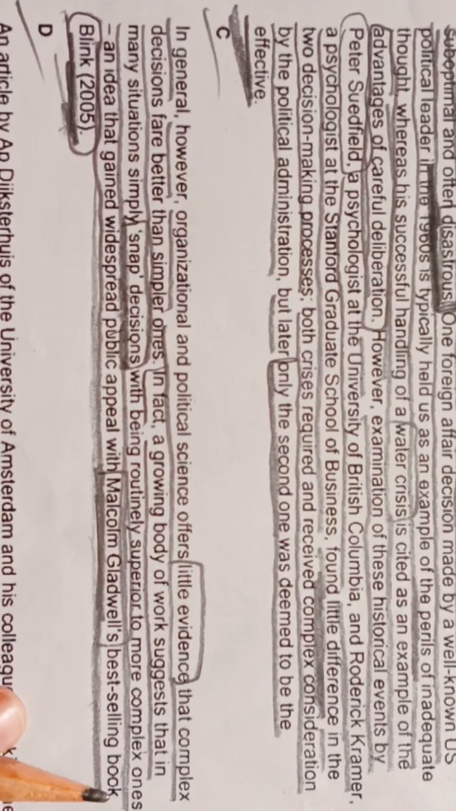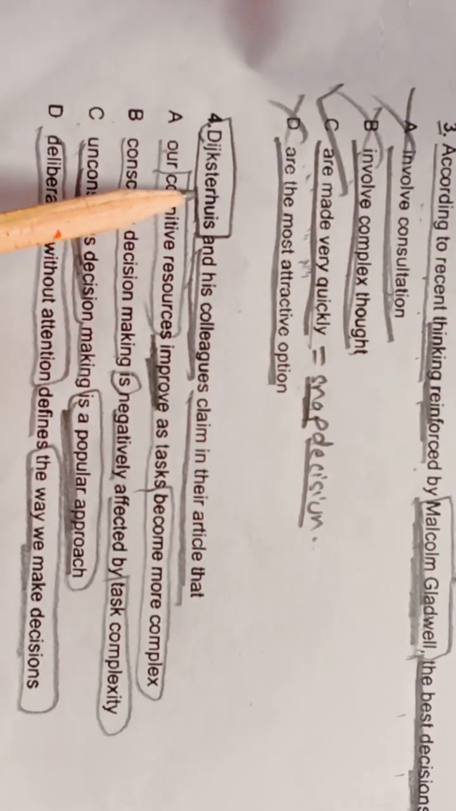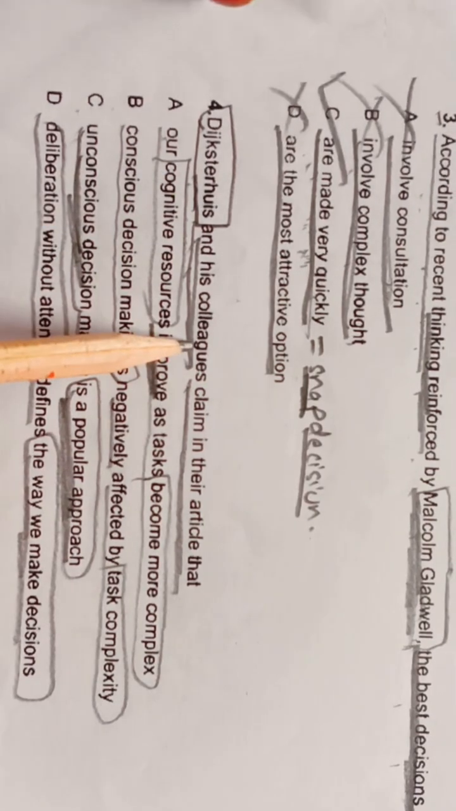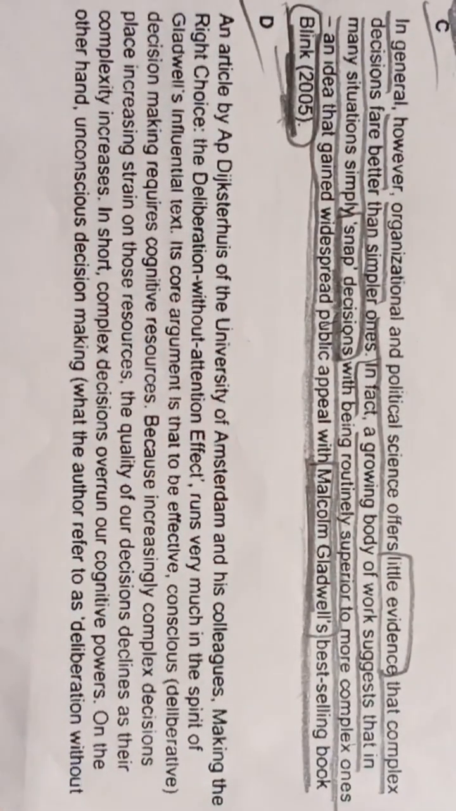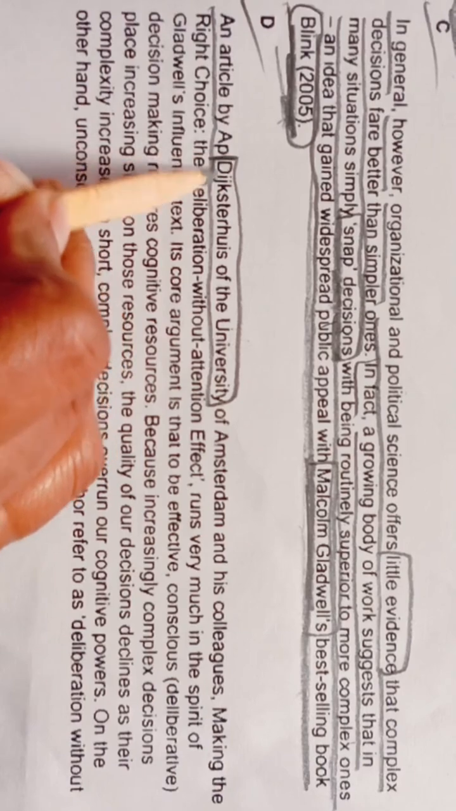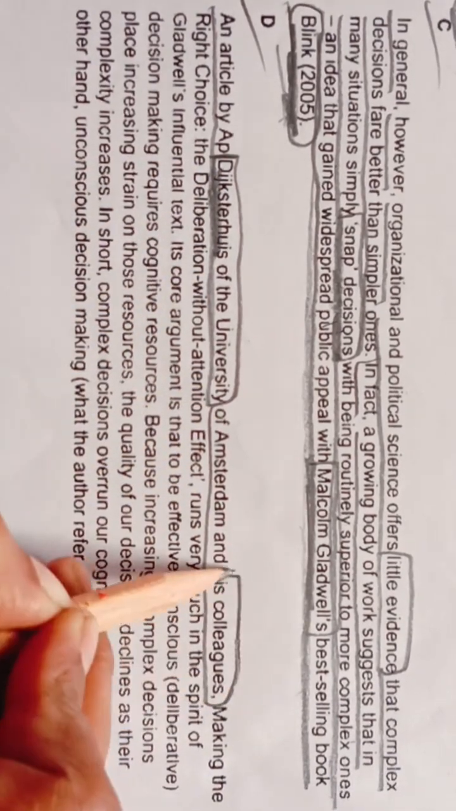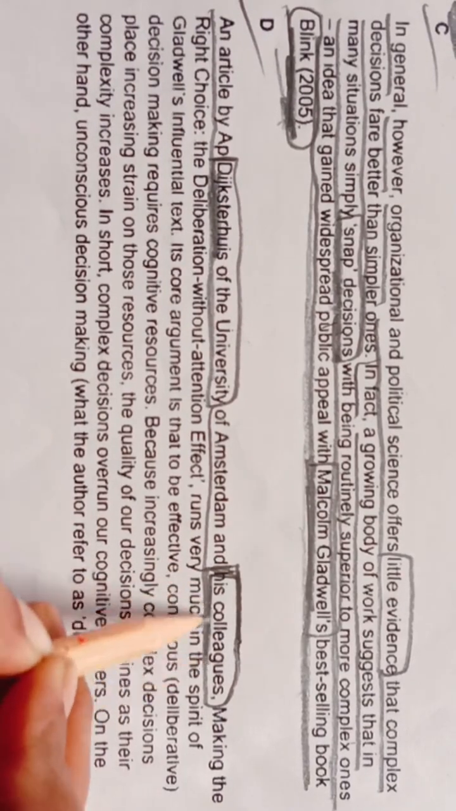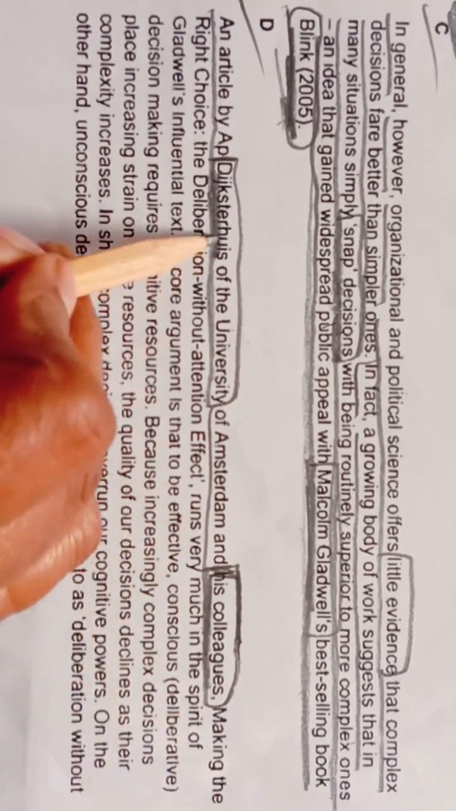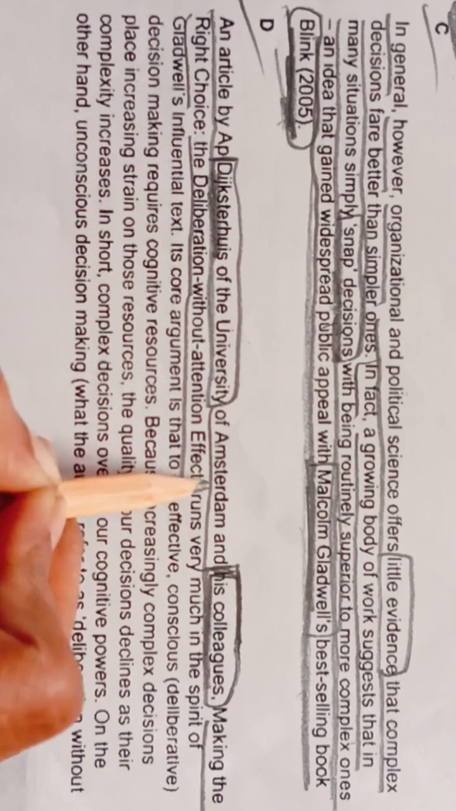So let's see whether we are getting our another keyword or not. In fourth number they are asking for Dijksterhuis and his colleague, and we have not seen this. So we will quickly move towards our D paragraph. Let's quickly read it. An article by A.P. Dijksterhuis of the University of Amsterdam and his colleague. This is also our keyword. Dijksterhuis and his colleague, making the right choice, the deliberation without attention effect.